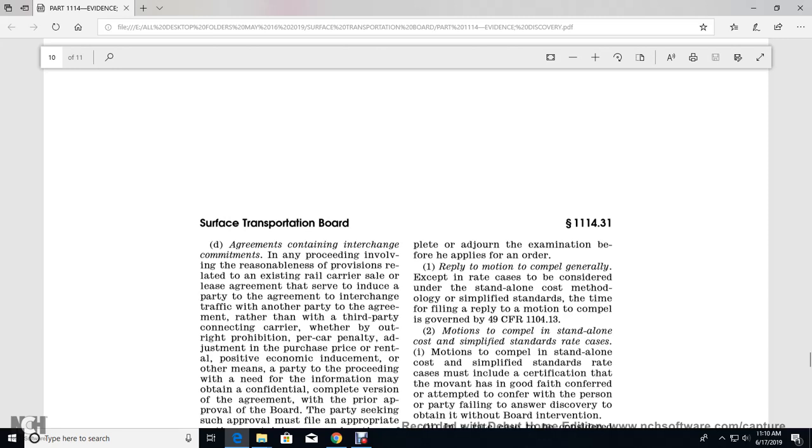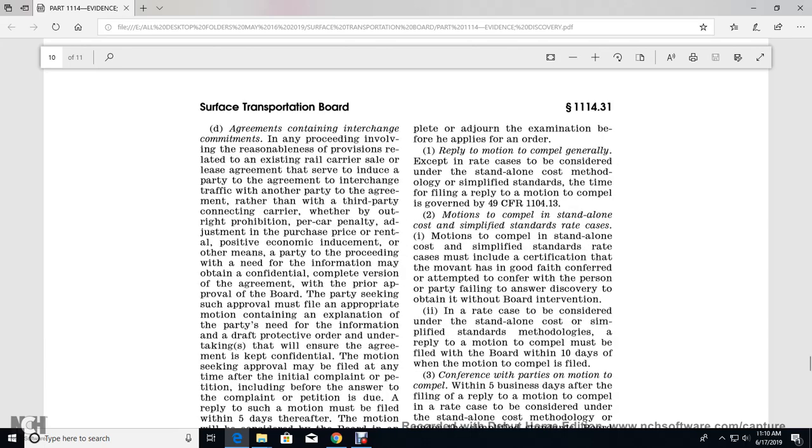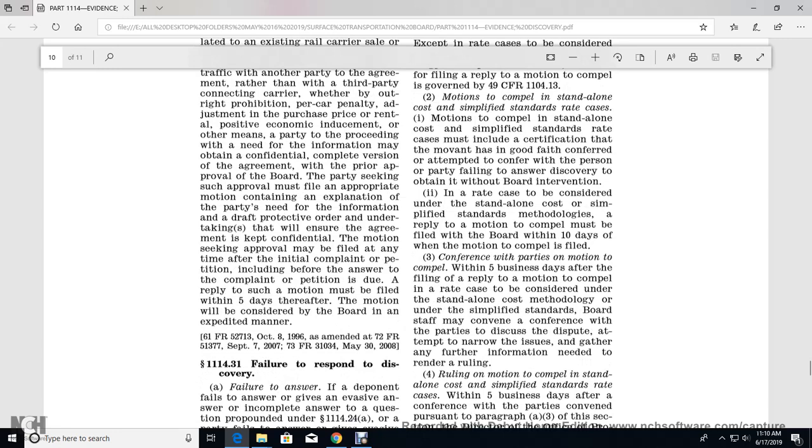Alright, a motion to compel. If it is a motion to compel in a rate case under the standalone cost or simplified standards, it must include a certification that the movant has in good faith conferred, or attempted to confer, with the person or party failing to answer the discovery, in order to obtain it without board intervention. In a rate case under the standalone cost or simplified standard methodology, any reply to the motion to compel must be filed with the board within 10 days after the motion to compel is filed.